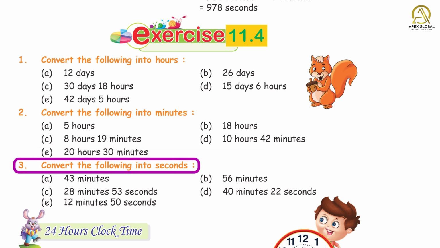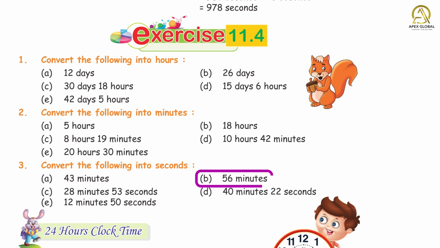Question 3. Convert the following into seconds. A. 43 minutes, 2580 seconds. B. 56 minutes, 3360 seconds. C. 28 minutes 53 seconds, 1733 seconds. D. 40 minutes 22 seconds, 2422 seconds. E. 12 minutes 50 seconds, 770 seconds.